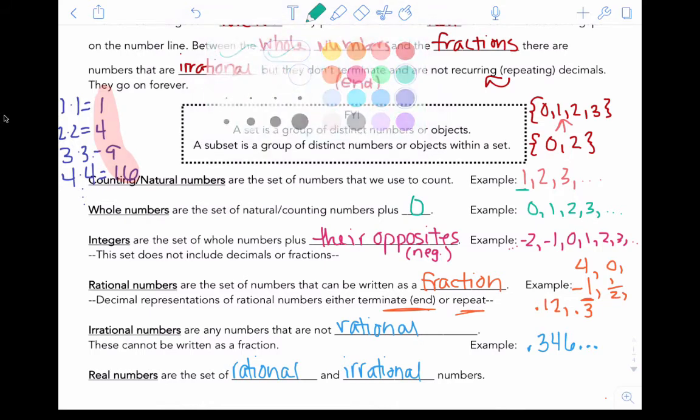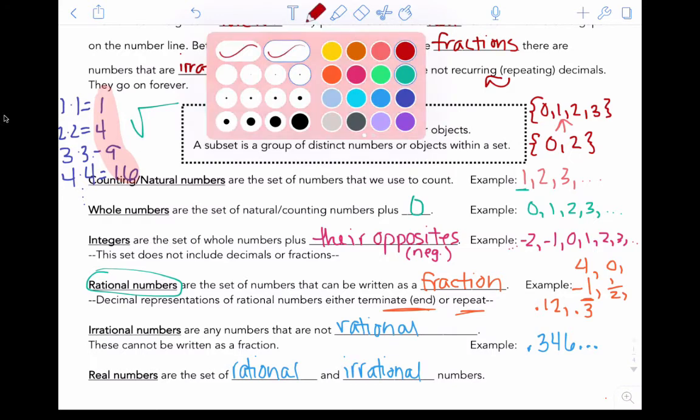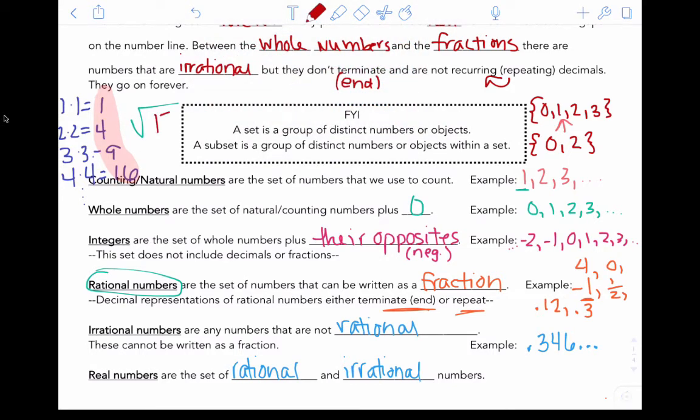If I had square root of 4, I need to look at this and think, is the number under that square root sign in this list? If it is, then it is a rational number. But if it's not, say I have square root of 17, it's not in that list, so that would make it irrational.